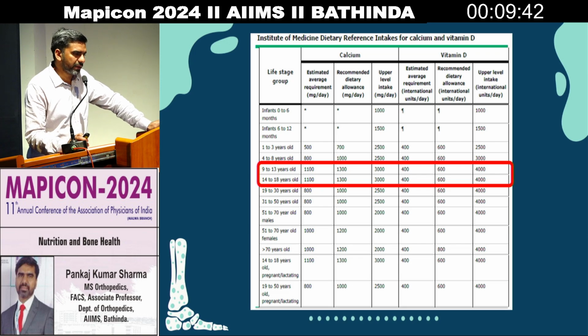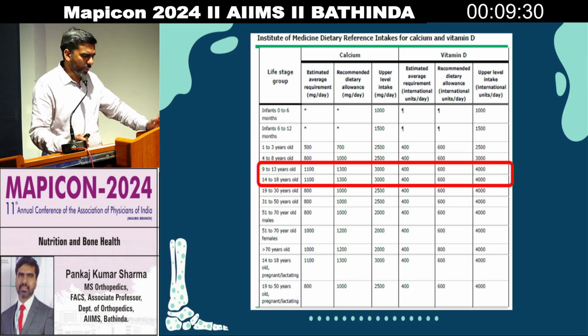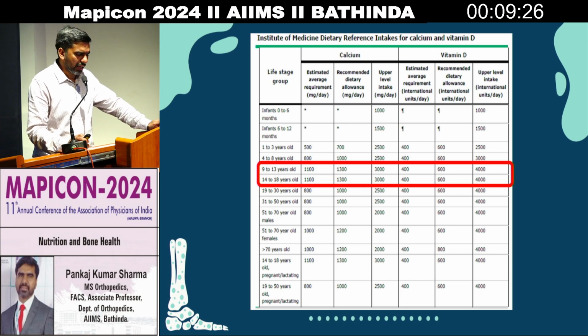This is the peak age of bone growth, 9 to 13 year old and 14 to 80 year old, and the daily intake is about equal. It is around 1 to 2 gram of calcium which can be given in these ages, and the upper level is 3 gram. Up to 3 gram you can take easily without any side effect.